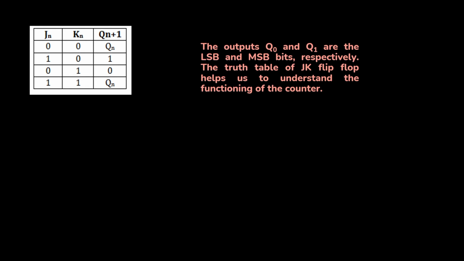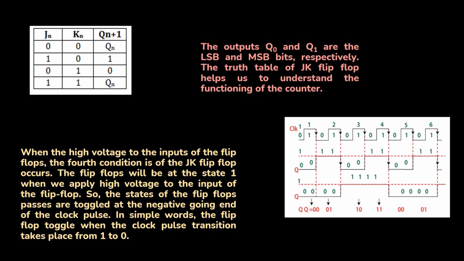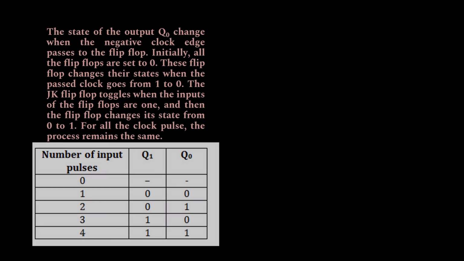The truth table of JK flip-flop helps us to understand the functioning of the counter. When high voltage is applied to the inputs of the flip-flops, the fourth condition of the JK flip-flop occurs. The flip-flops will be at state 1 when we apply high voltage to the input of the flip-flop. So, the states of the flip-flops are toggled at the negative going edge of the clock pulse. In simple words, the flip-flop toggles when the clock pulse transition takes place from 1 to 0. The state of the output Q does not change when the negative clock edge passes to the flip-flop.